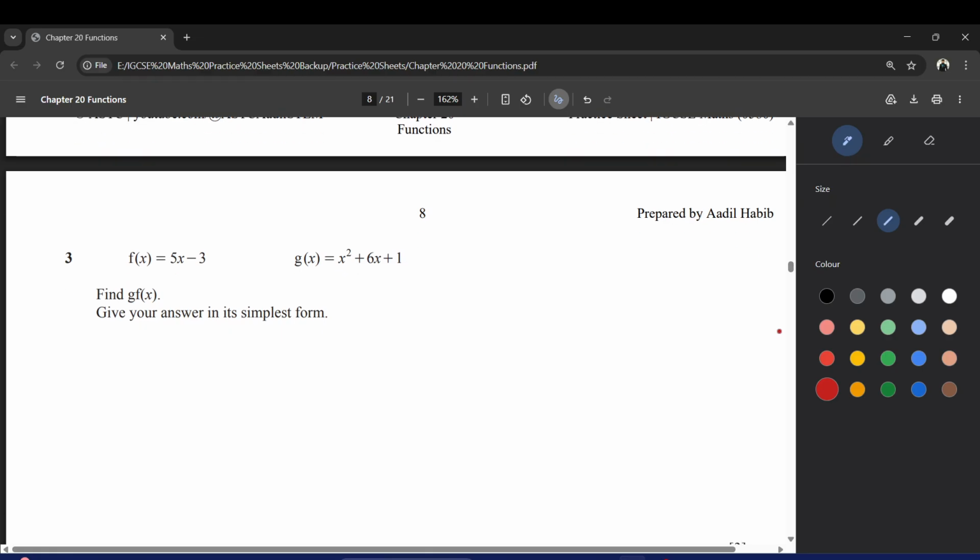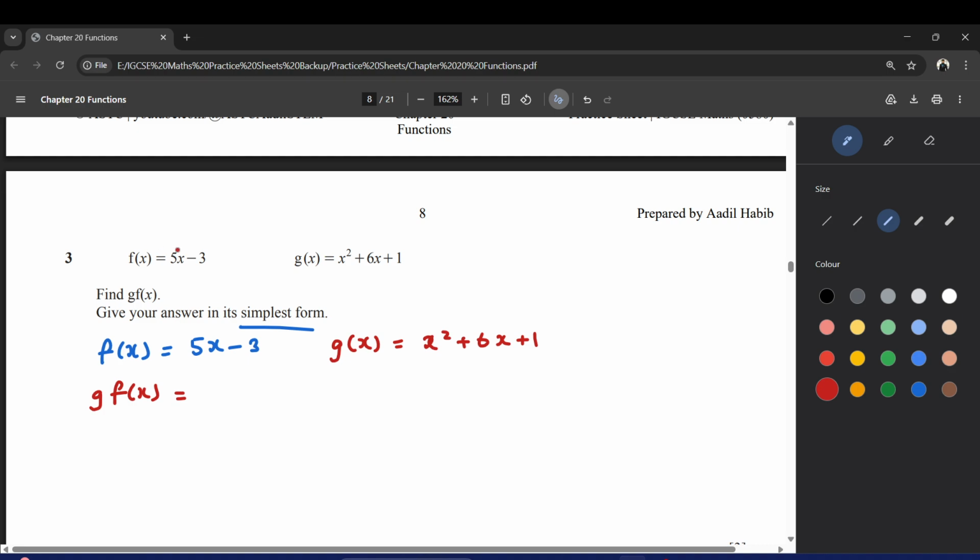All right, number 3. F of x is equal to 5x minus 3 and g of x is equal to x square plus 6x plus 1. Here we have a quadratic function. Find g of f of x, give your answer in its simplest form. Let me write this down. We know that f of x is 5x minus 3, and my function g is x square plus 6x plus 1. Now I need to find the function g of f of x.